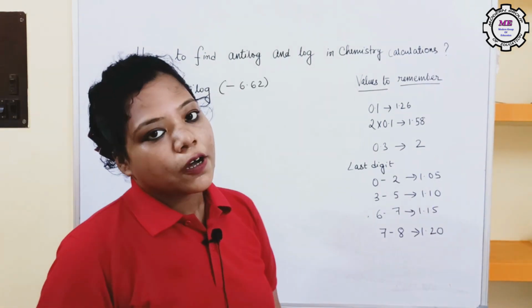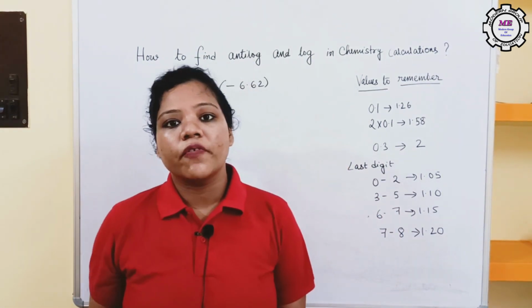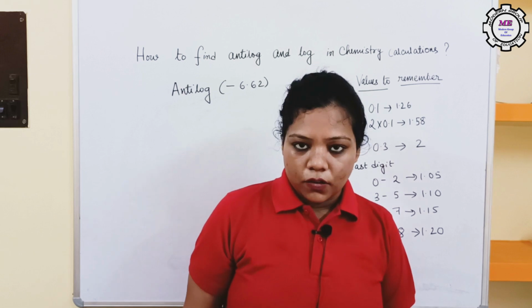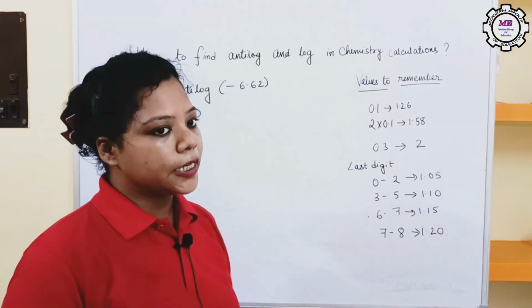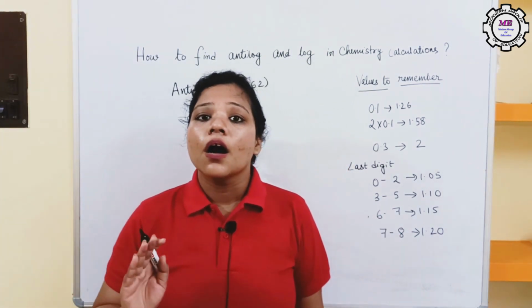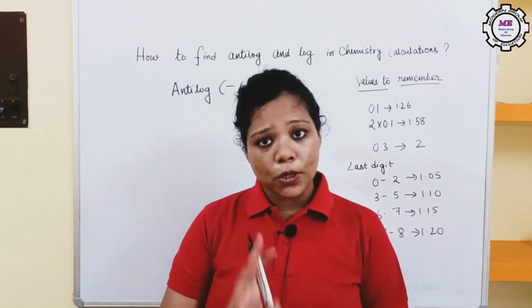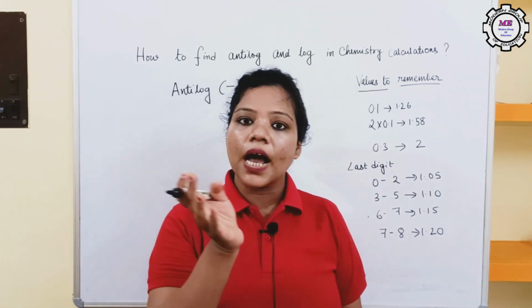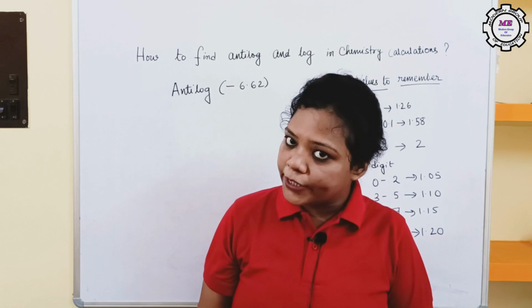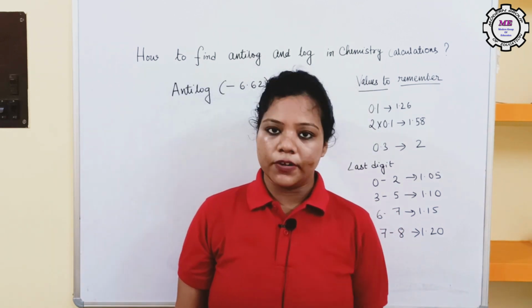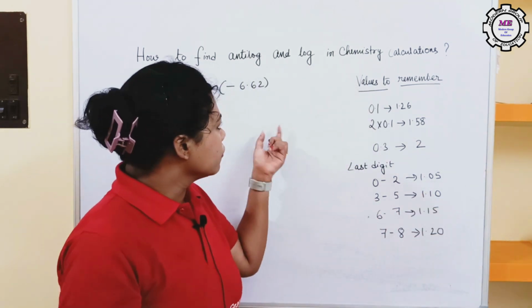Now we have come to the part where most people find difficulty, that is antilog. How to calculate antilog? There are different processes for negative antilog and for positive antilog. For positive antilog I have already taught you how to calculate it. For negative antilog there is a different process. So how will you calculate it?